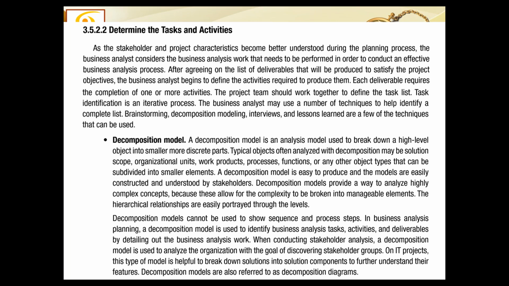So it is very easy, if it is a hierarchical structure, a breakdown structure, like a work breakdown structure or an organizational breakdown structure, you can see what is on top and how it is divided into how many parts, and then those parts are subdivided into what. So this is the art of decomposition. A decomposition model cannot be used to show sequence and process steps. I hope we already know this very well. There is no sequence in decomposition.